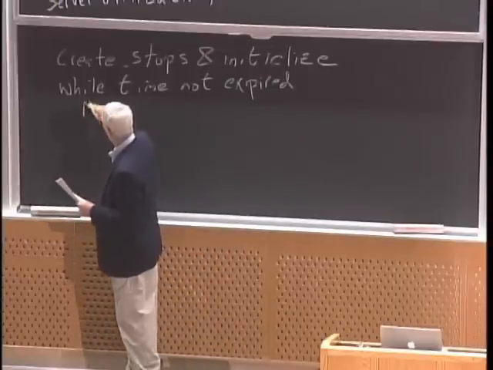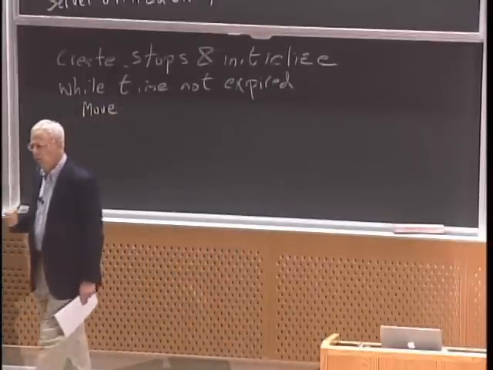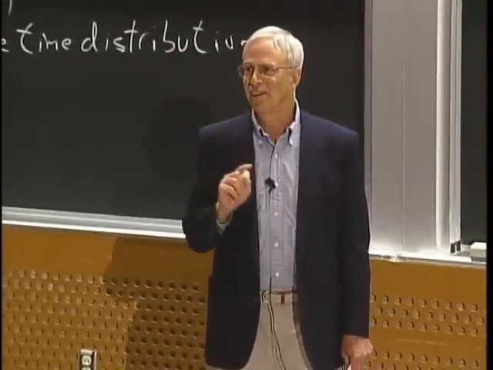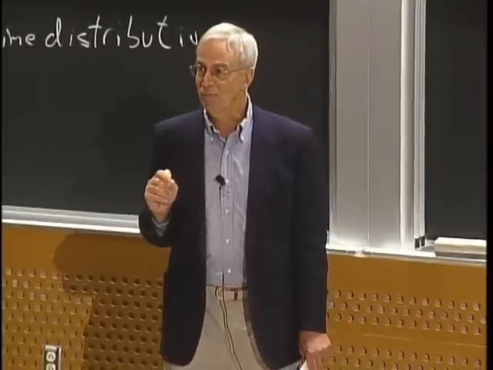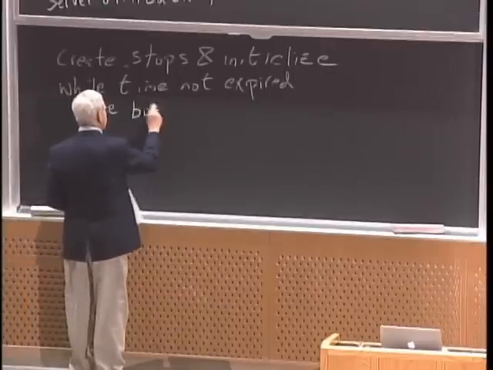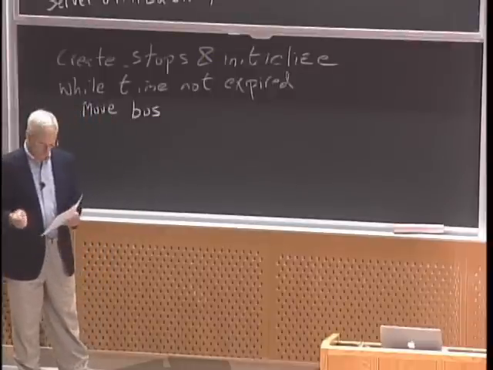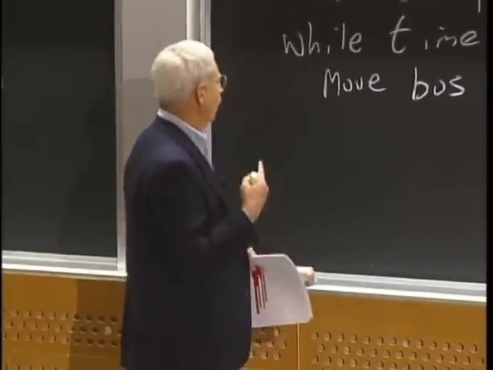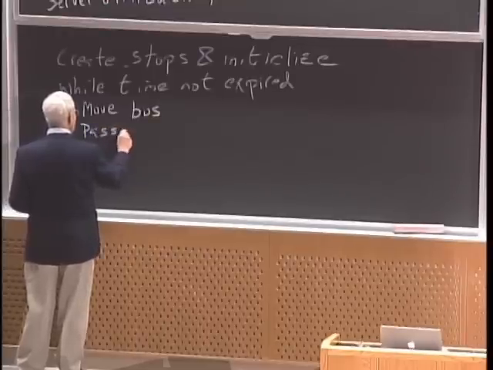We move the bus. So the loop will go through one time unit each iteration. At least it looks that way initially. So we'll move the bus that amount of time. So then, while we're doing it, passengers will arrive at the stops.